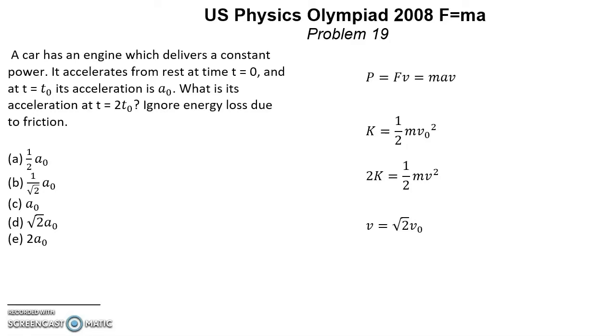And now, if we look at this expression, if we increase v root 2 times, it means that our acceleration will decrease by the same factor. So finally we have acceleration a equals 1 over root 2 times a0. This is the B answer.